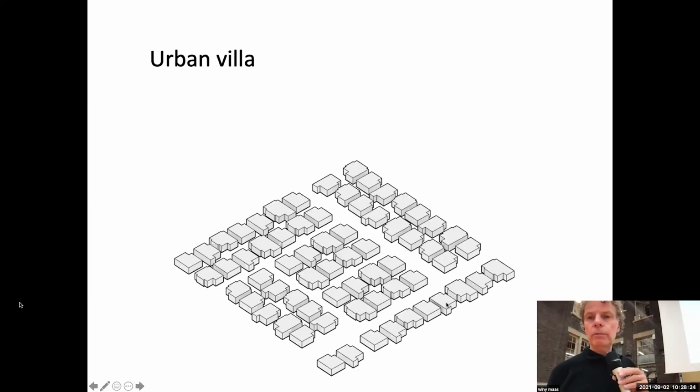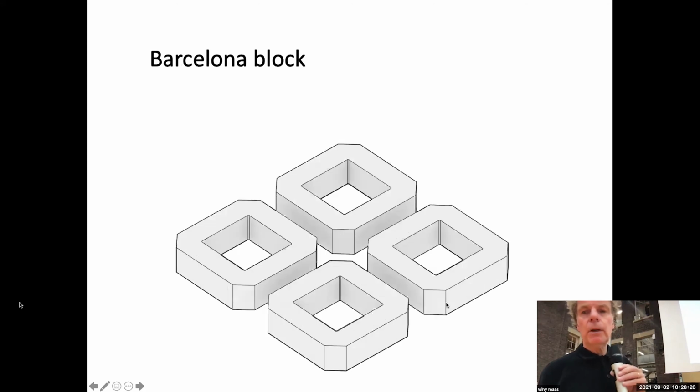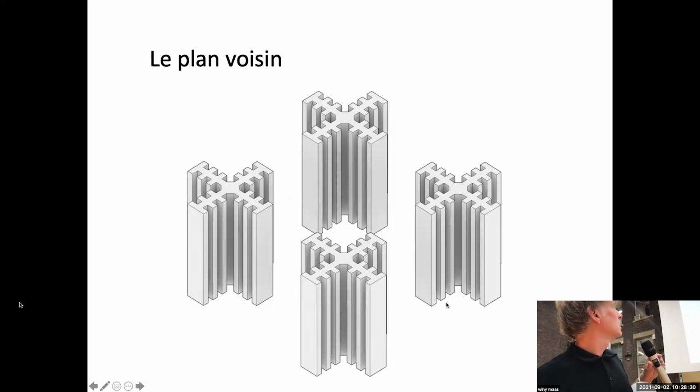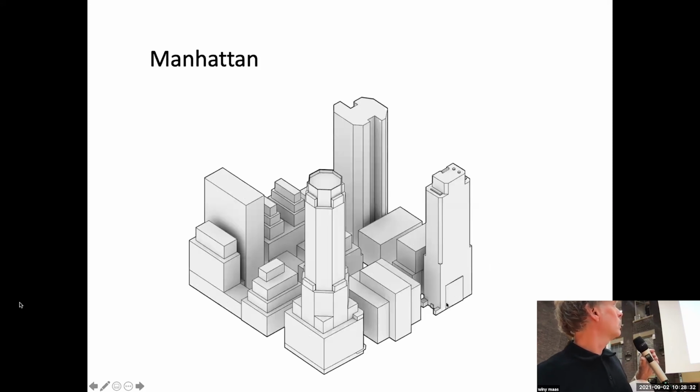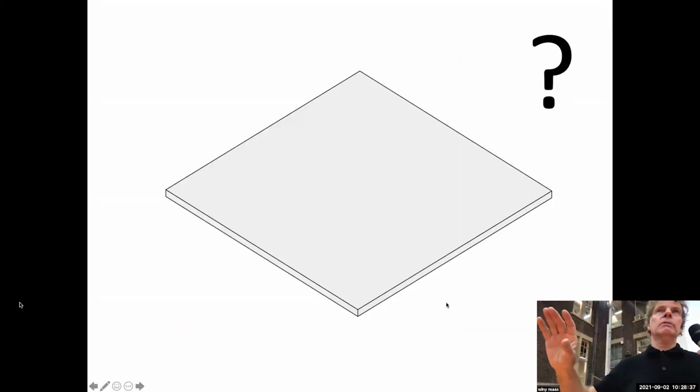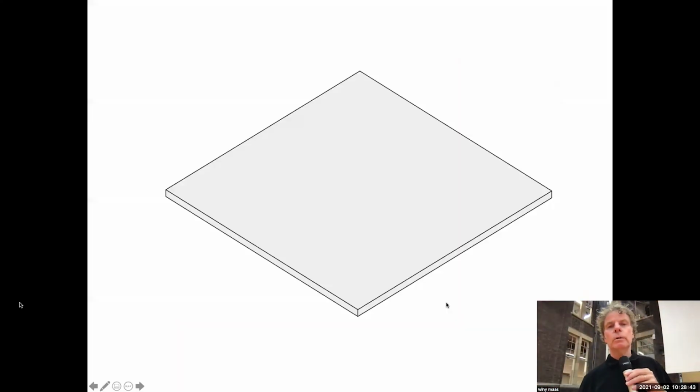Here you see an urban villa. This is a Dutch block. This is a Barcelonese block. This is Russian. This is Parisian. This is Voisin. This is Hong Kong, Manhattan. So what is next? If you have this density, these are all the pixels in, say, 200 by 200 meters. So what can I do on that?